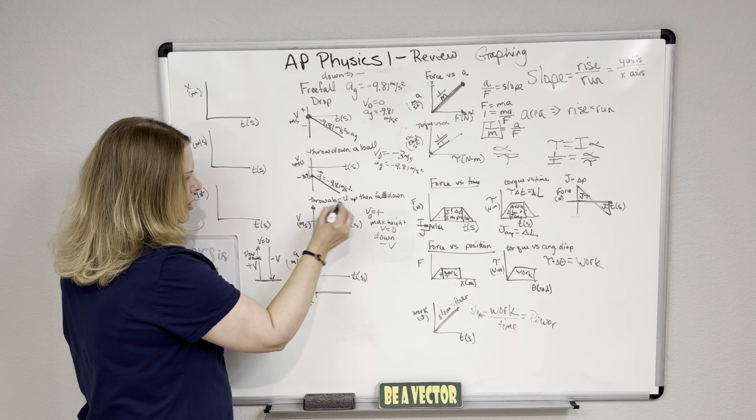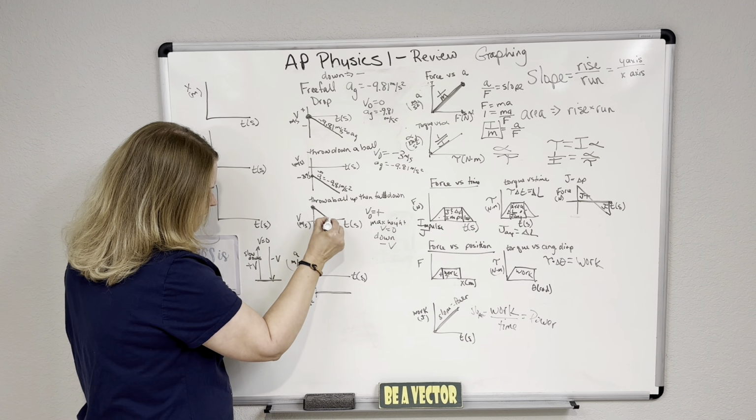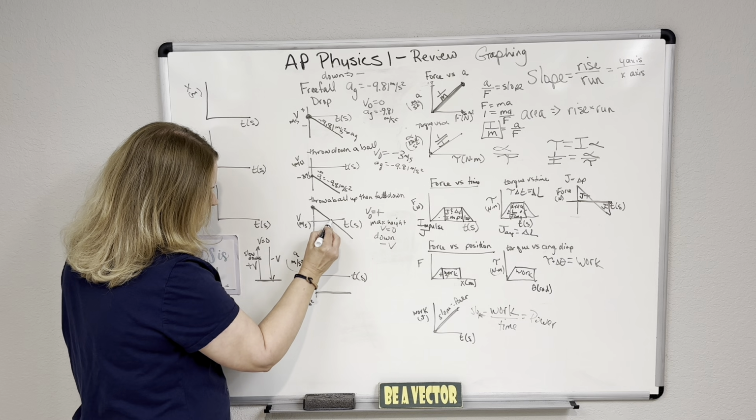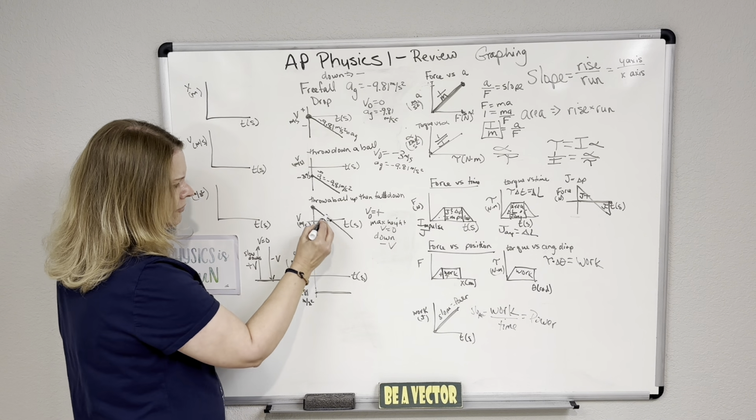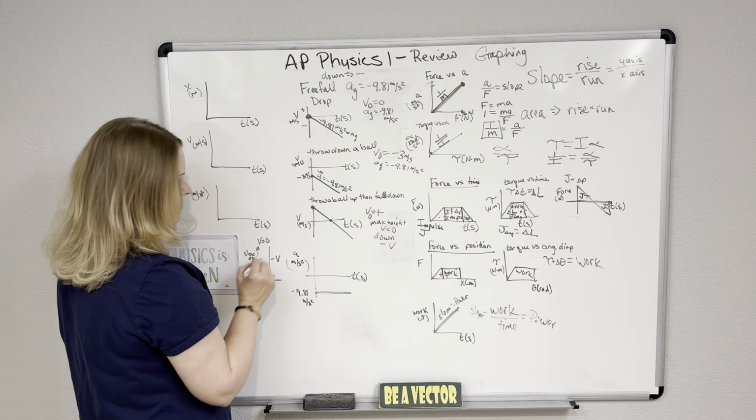So I throw a ball up and then it falls down. It starts at positive velocity. It comes down to 0. Right here is max height. That's max height when it hits 0 velocity. And then it starts speeding up. So look, here it's slowing down, just like we said it would.